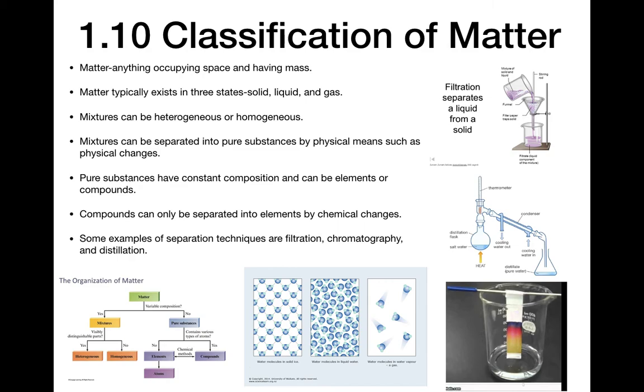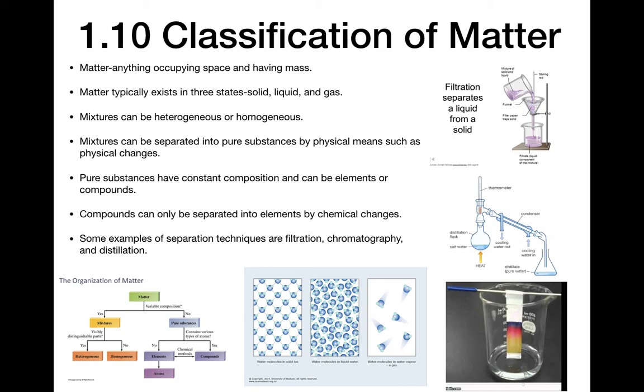The bottom left-hand corner shows the organization of matter. Notice it starts out as matter, which can either have variable composition, in which case it's a mixture, or not variable, or composition that is defined. In that case, we call it a pure substance. This is what we would call a dichotomous key, because we're asking yes or no questions to get to the next level of classification.